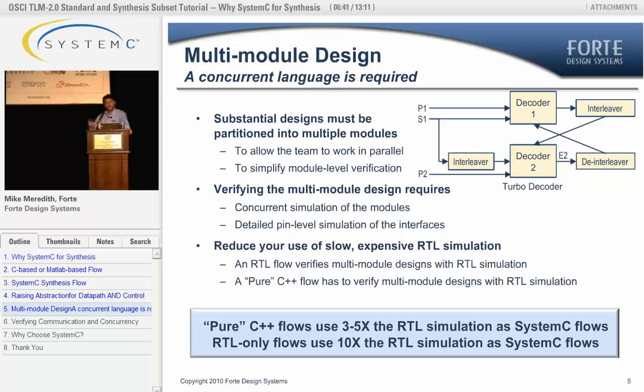One is, in order to allow your teams to work in parallel, you need to be able to break a design into multiple pieces and give each team a piece to do. You need to have each piece of the design independently verifiable in order to parallelize your verification effort and simplify your ability to get at the corner cases in each of these smaller blocks. So all of that requires being able to represent the structural hierarchy and verify the concurrent execution of those multiple modules acting together and interacting amongst themselves, and requires that you be able to compose and verify the pin level interactions of the synchronization at the hardware level of those designs. You need to be able to do both high level simulations as well as simulations that have pin level accuracy.